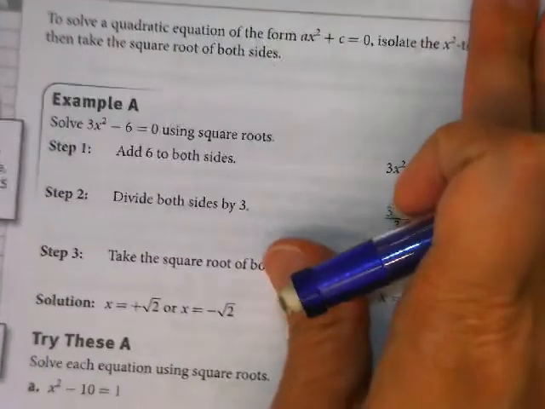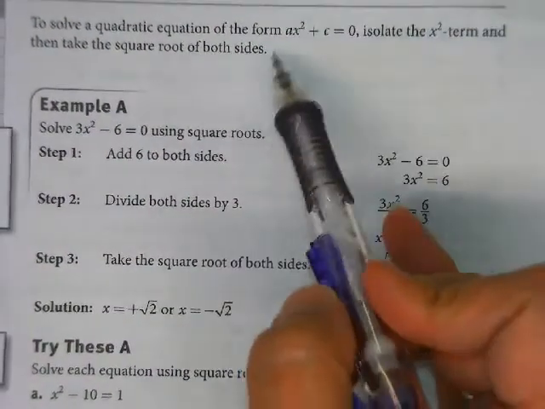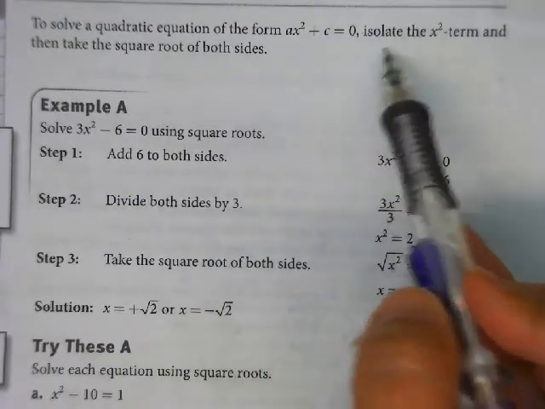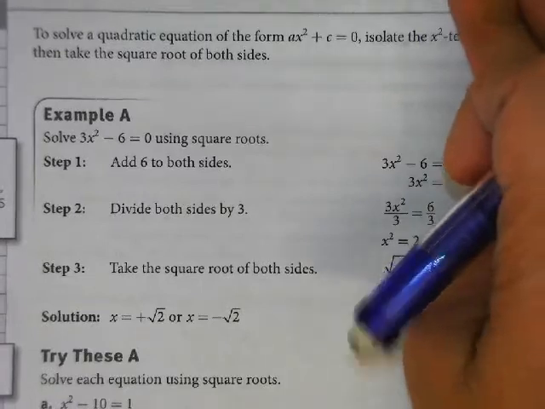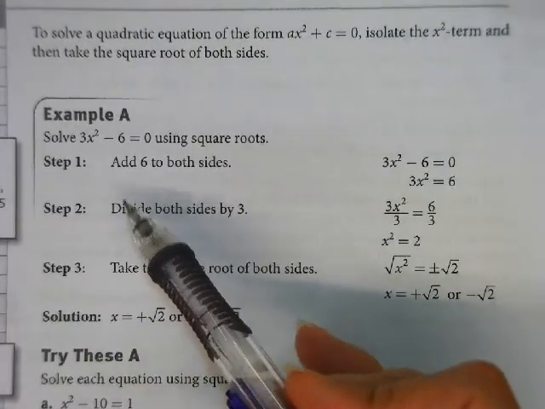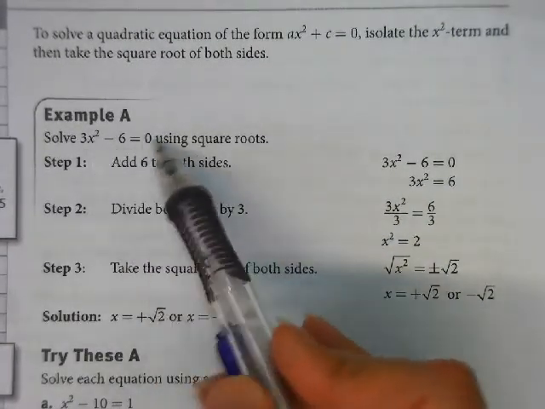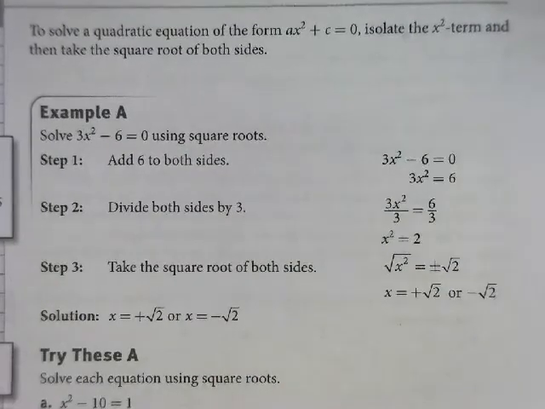Here it talks about how to solve a quadratic in the form of ax squared plus c equals 0. Isolate the x squared term and take the square root of both sides. So essentially this is saying what we just did, right? Get everything away from the x squared and then take your square root.